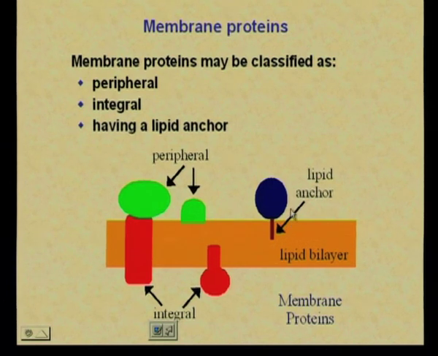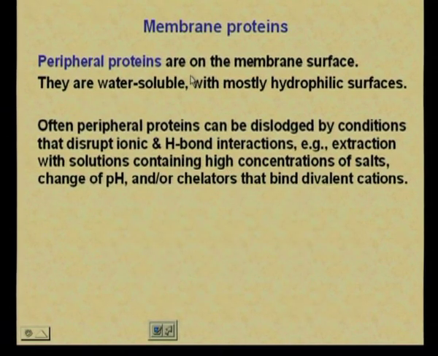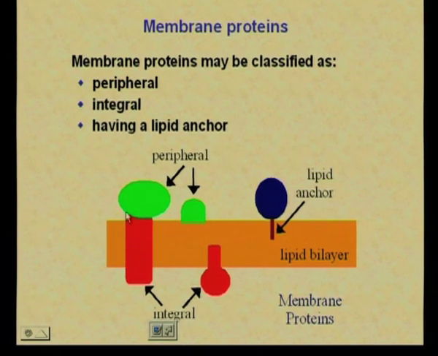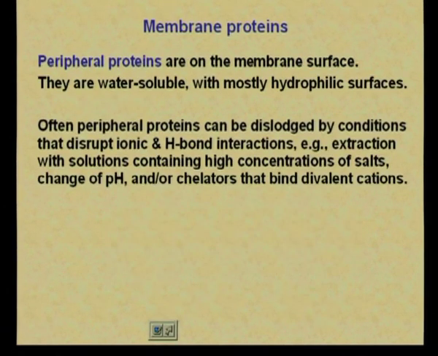Okay? The lipid anchor ones have a lipid chain attached to them, which interacts with the hydrocarbon chains of the lipid fatty acids. So, these are the three types of membrane proteins that you can have, and we will see the properties of the membrane proteins. The peripheral proteins are on the membrane surface. They are water soluble, and as you recognize, what does their surface have to be? Hydrophilic in nature, so that they can interact with the polar head groups of the lipid bilayer. So, they are water soluble with mostly hydrophilic surfaces.